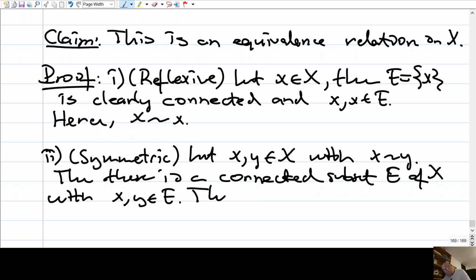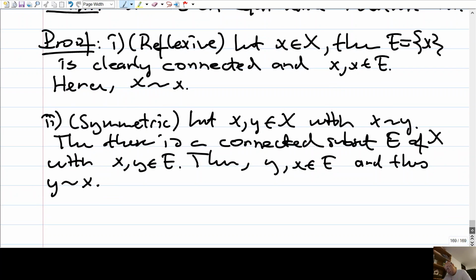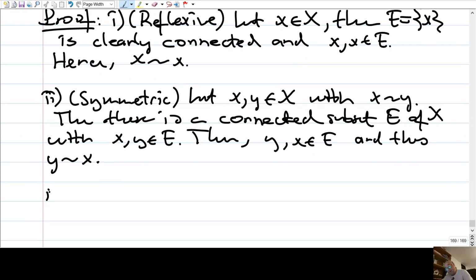But then y and x are also in E, right? This relation is clearly symmetric and E is connected, and thus y is related to x. So whenever x is related to y, y is related to x. Therefore, it is symmetric.